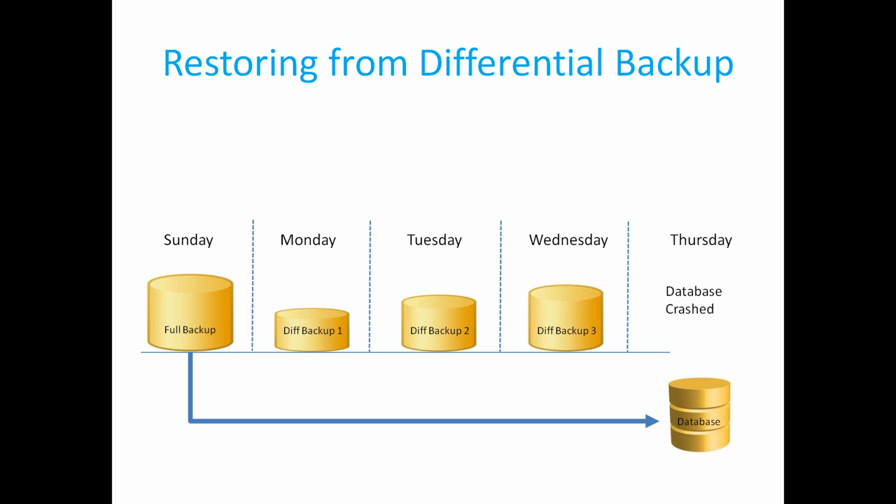So what we do is, when we restore a full backup from Sunday, we choose an option called with no recovery. I repeat it again. In this scenario, I would be restoring Sunday's full backup with no recovery option. It is because after restoring the full backup, I have to restore Wednesday's differential backup. So because of that, I will be choosing the with no recovery option.